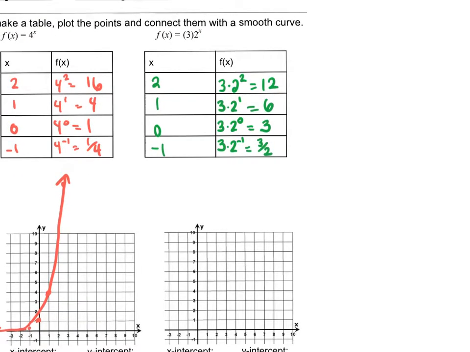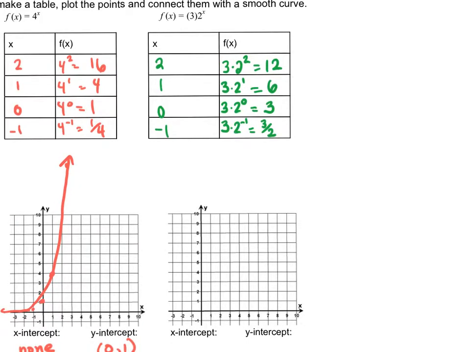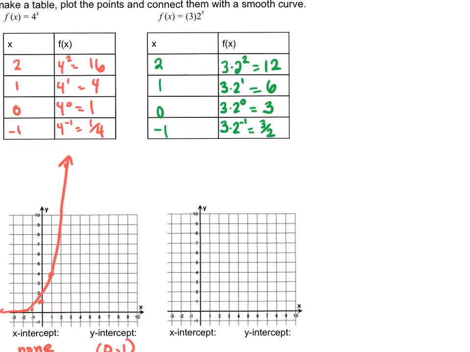So you'll notice for all these points when I graph them, so I have 2, 12, which is just slightly off the graph, not too bad. We have 1, 6. We have 0, 3. And we have negative 1, 1.5. So the curve looks like this. It actually still will have a horizontal asymptote of 0, just gets there a little slower.